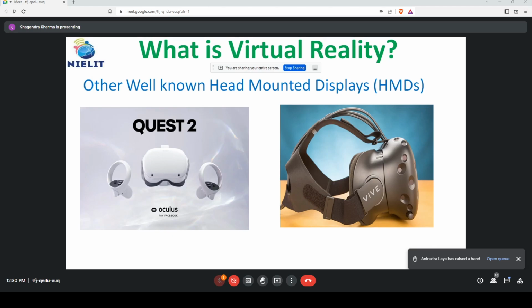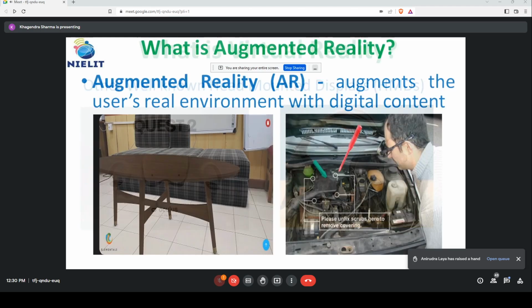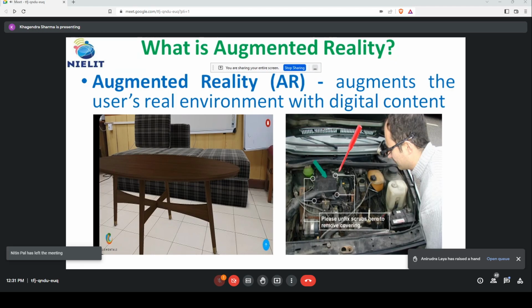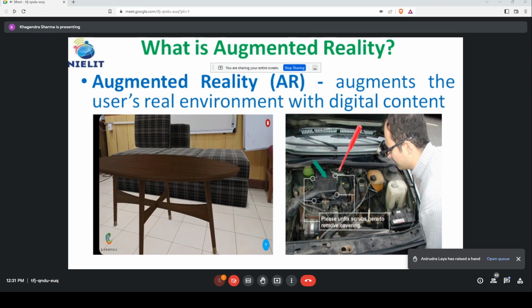So these different types of HMDs are available to experience virtual reality. That was for virtual reality. Coming to the next area, augmented reality or AR. What happens in AR is that you are still in your physical world, but the physical world is augmented with some digital content. You can see in these photographs, the first photograph is one of our classrooms. We do not have tables or sofa sets there.